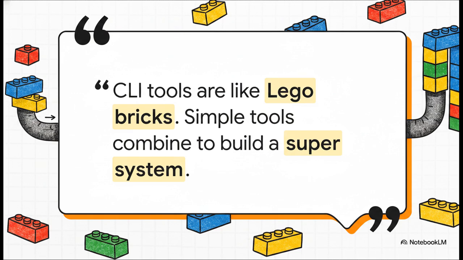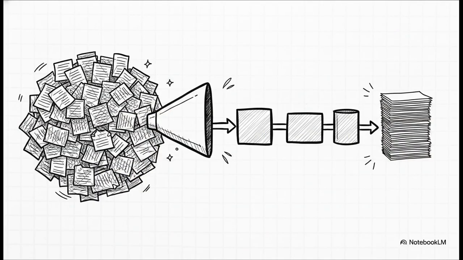The idea is that instead of having one massive, bloated software program that tries to do a million things okay-ish, you have dozens of tiny, incredibly simple tools that do exactly one specific job perfectly. And the real magic happens when you snap them together using a core concept called the pipe, where the output of one command immediately becomes the input of the next. Let's look at how this actually works.